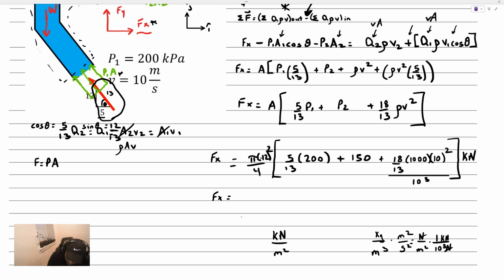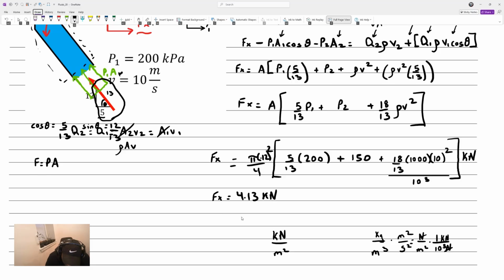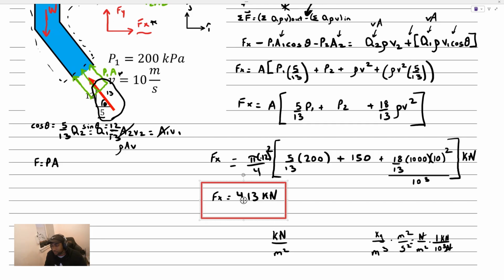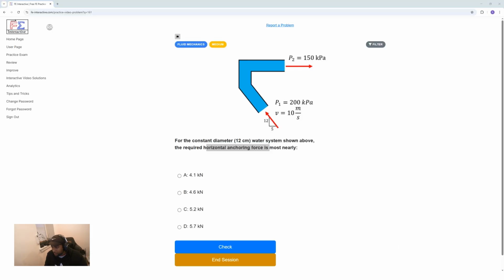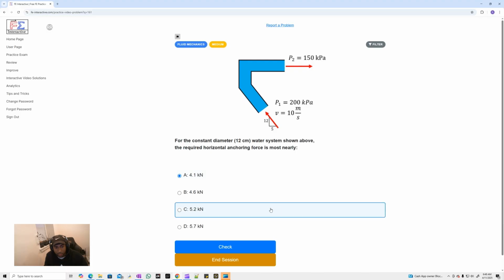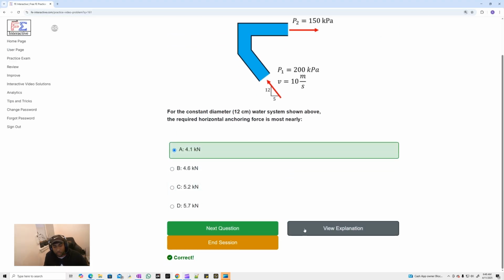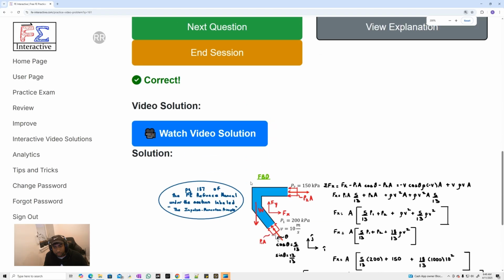Let's run through the rest of these units. All right, so what we get here is 4.13 kilonewtons. Let's go ahead and see if we're correct. That's pretty close to this answer on the top. And we are correct here. We can click on the view explanation button.